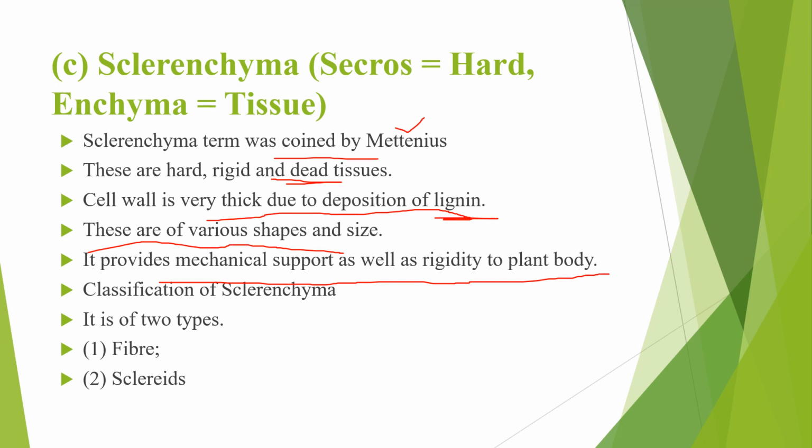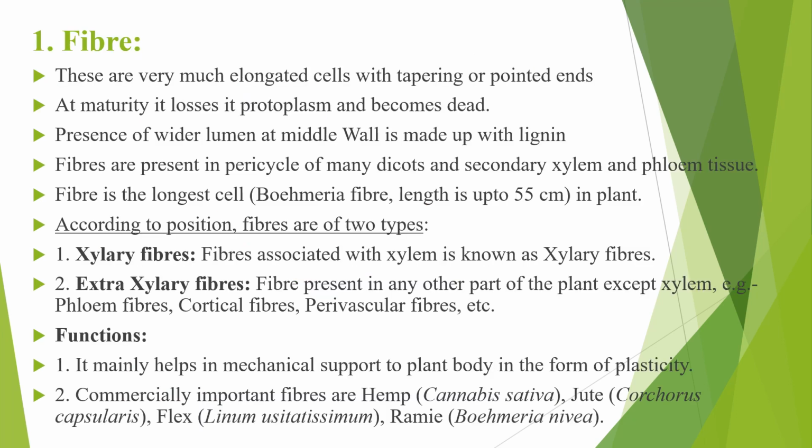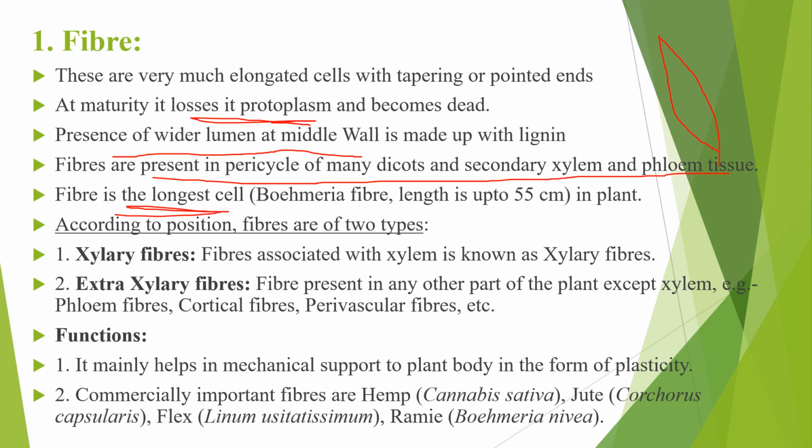Classification: it is of two types, one is fibers and the other is sclereids. Fibers are much elongated with tapering and pointed ends, like this. At maturity, it loses its protoplasm and becomes dead. With a wider lumen in the middle, the wall is made up of lignin. Fibers are present in the pericycle in many dicots and in secondary xylem and phloem tissue. The fiber is the longest cell in Boehmeria, among plant fibers.